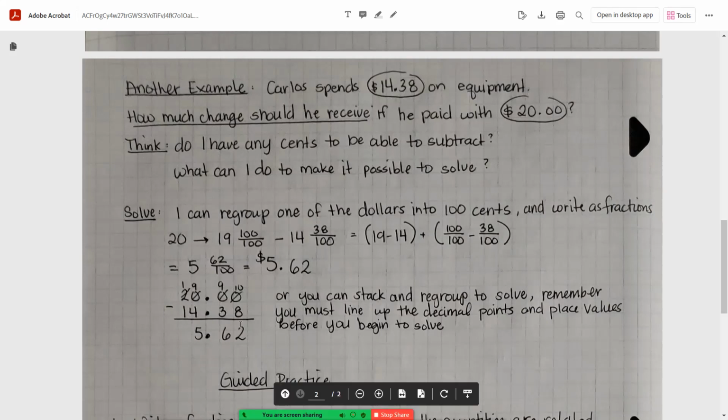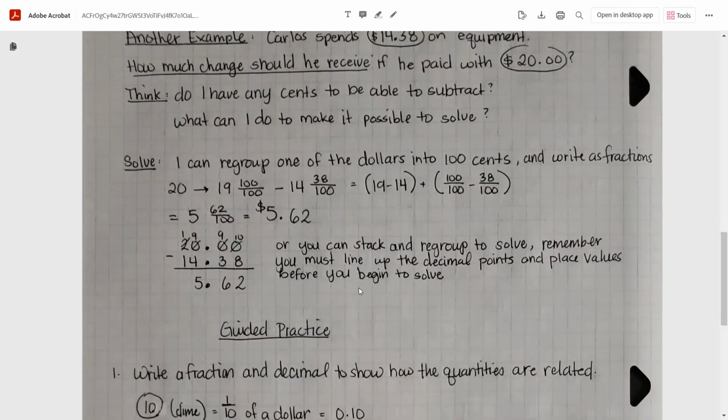So now you can see I stacked and subtracted. I did my borrowing the same way we do with regular numbers. So as soon as you line it up and you put that decimal point where it needs to be, you can ignore it. The same way we were doing when we were finding a common denominator. Once you find that common denominator, you can ignore it. You're just going to work with what's left with the other numbers.